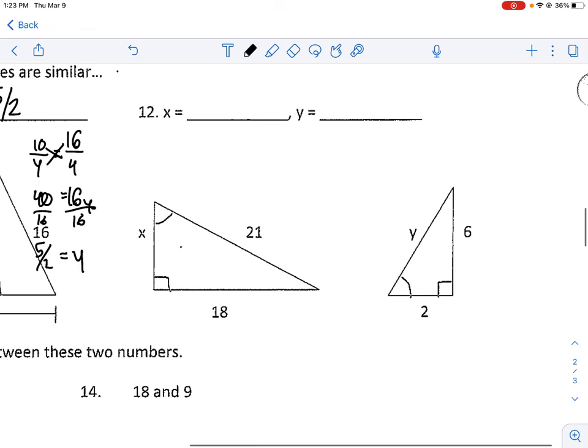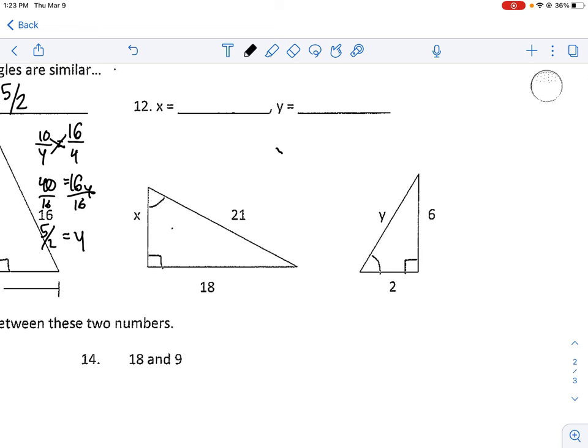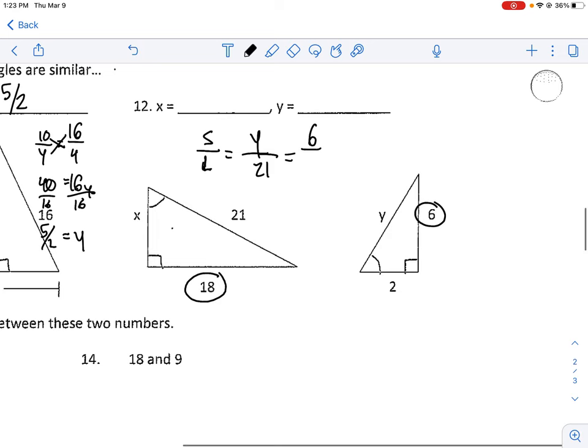Number 12, we have a similar situation. We got y and 21 are in relationship there. Y is on the smaller triangle, because we're going small over large this time. Y over 21 is equal to our known sides, which would be 18 and 6. Those are as well corresponding. So 6 is our small and 18 is our large. So we cross multiply. 6 times 21 is 126, I believe, is equal to 18y. 126 divided by 18 is 7. So y is equal to 7.